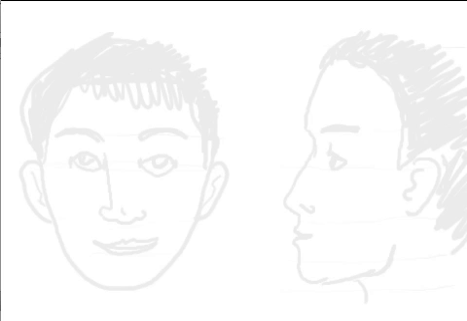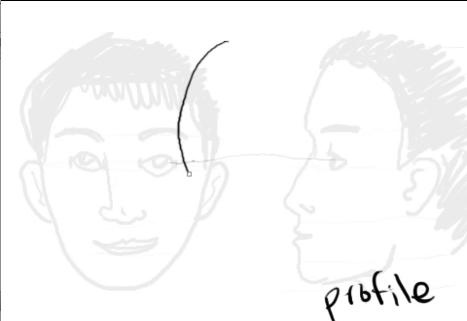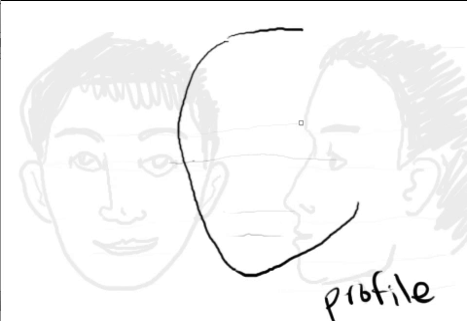I forgot to talk about the 3/4 view. So let's take our man here and we draw a head. And what you are basically doing is you are doing a partially turned head. So here's the nose line, here's the mouth line, here's the eyebrow line, we have the eyes line. So you can imagine the head.